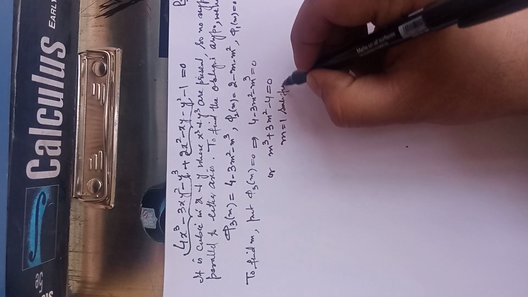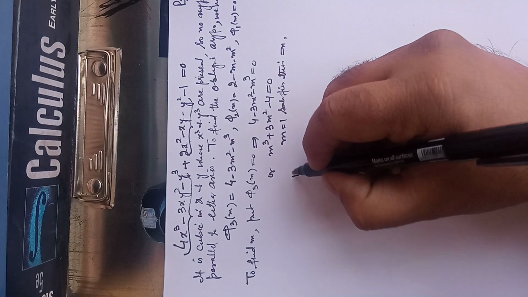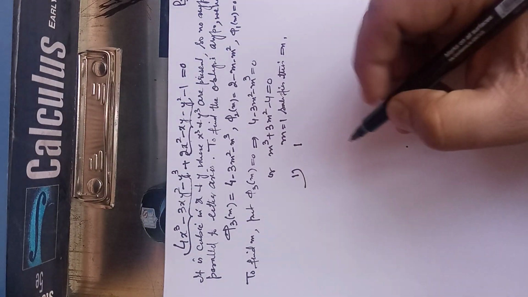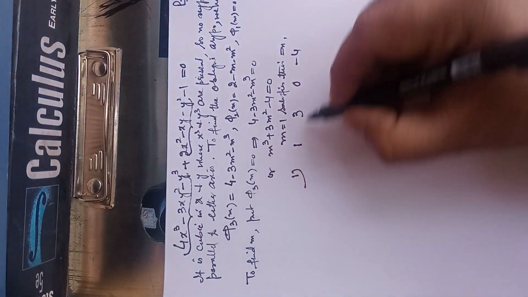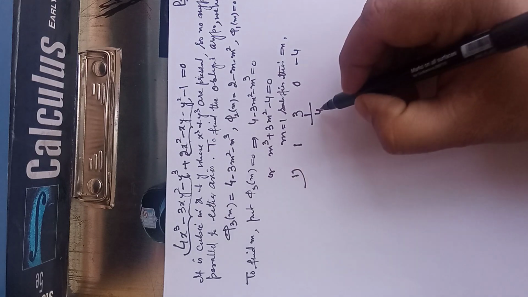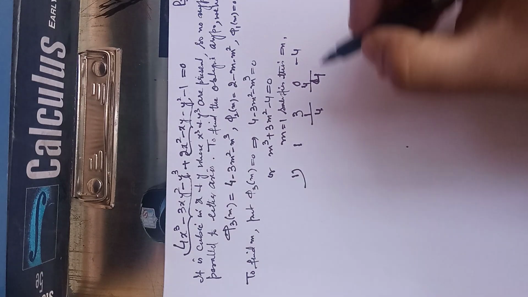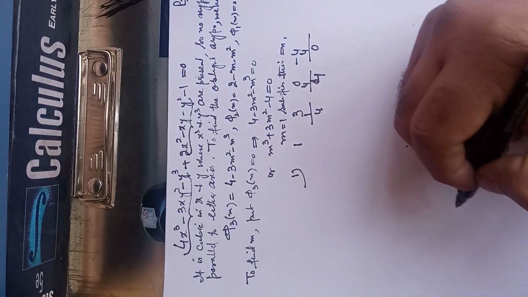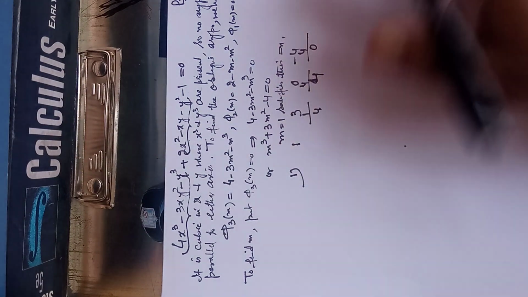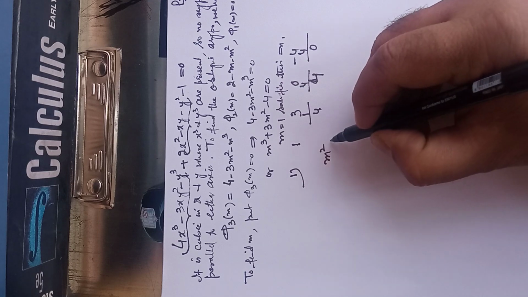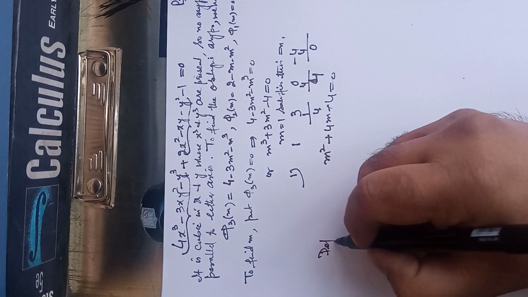Satisfies this equation. So let me use synthetic division. Coefficient of m cube is 1, coefficient of m square is 3, that of m is 0 and constant is minus 4. 1 into 1 is 1, 3 plus 1 is 4, 1 into 4 is 4, 0 plus 4 is 4, 1 into 4 is 4, remainder is 0. If it is the root of this equation, this will always be 0. We will get a depressed equation. One root is gone. 1 into m square plus 4 into m plus 4 equal to 0. This is known as depressed equation.